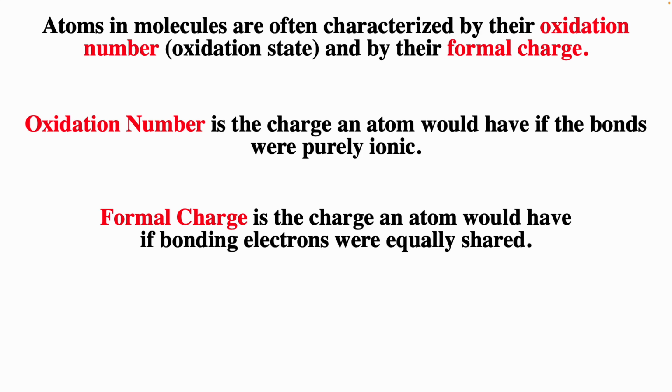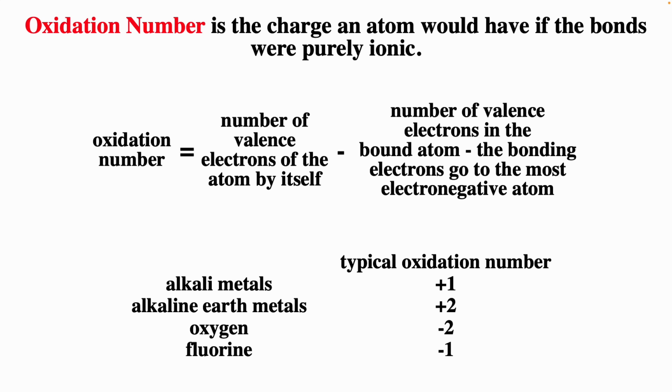Atoms and molecules are often characterized by their oxidation state and by their formal charge. Oxidation state, or oxidation number, and I'll use those two terms interchangeably, is the charge an atom would have if the bonds were purely ionic. Formal charge is the charge an atom would have if the bonding electrons were equally shared. We can determine oxidation number by taking the number of valence electrons the atom has by itself minus the number of valence electrons in the bound atom, with the bonding electrons going to the most electronegative atom.